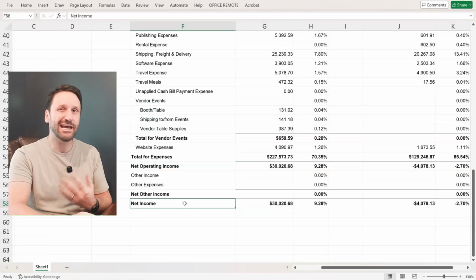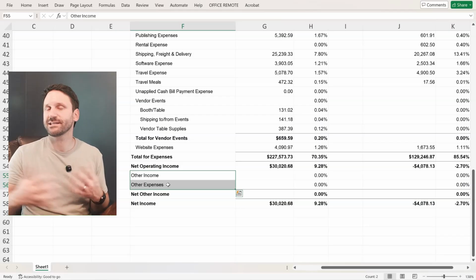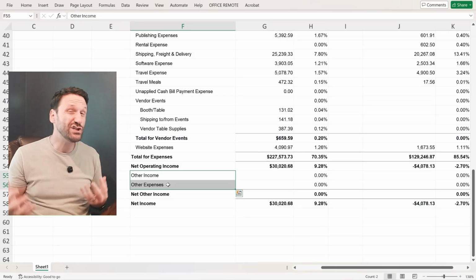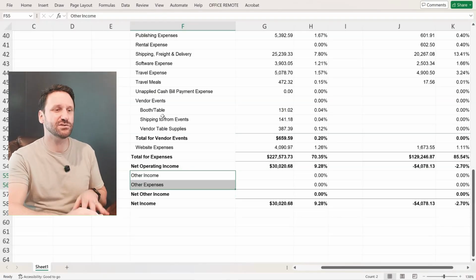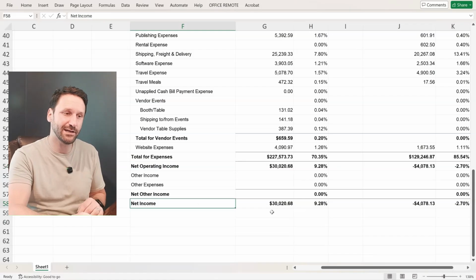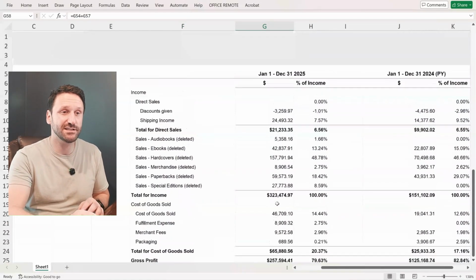The difference between net operating income and net income is just your other income and expenses. That might be things like cashback rewards, miscellaneous expenses like depreciation that may be entries that your CPA has posted, things that don't really have to do with your normal operations. A lot of times though, your net operating income and your net income might be the same, like in this case.